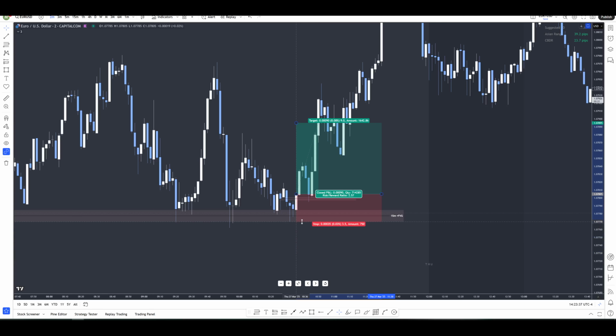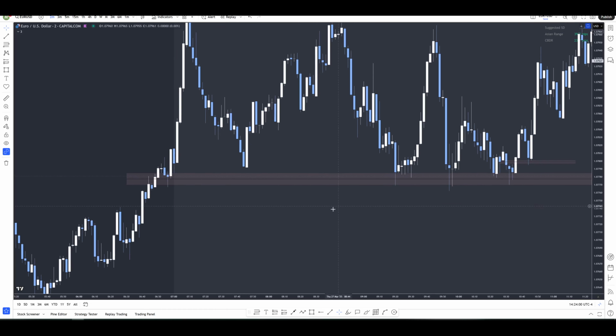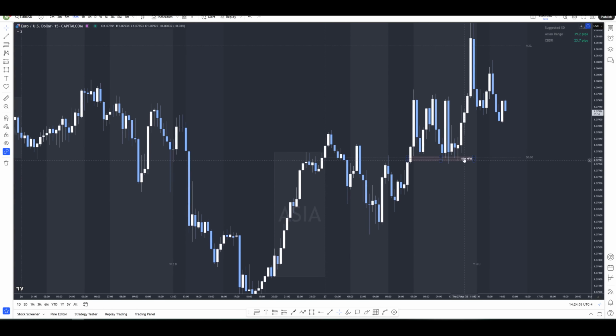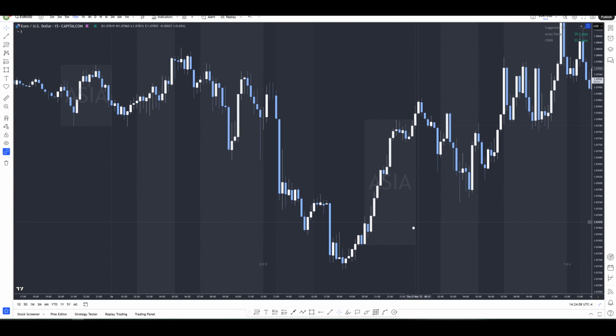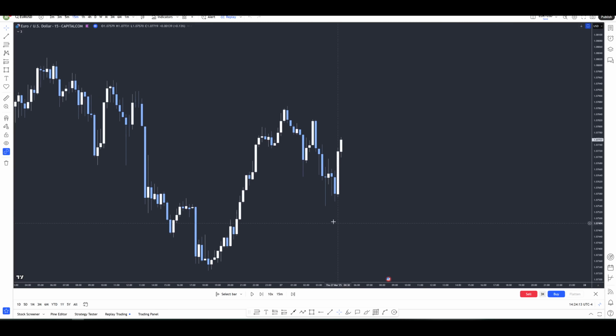I probably would have done something like this, only a 3.5 pip stop loss, then a 1 to 2 like this. Let's see if it hits the 1 to 1. Yes, it does. So this would be a break-even trade for me. So there would be 2 break-even trades for me in this session. But let's see what London would have done with this strategy. Okay, London. Let's just play till London right here.